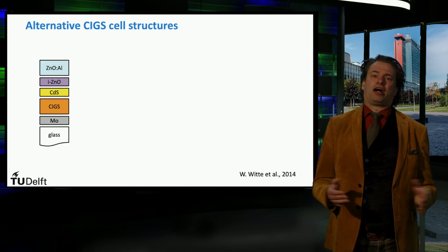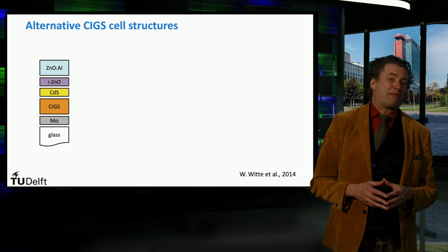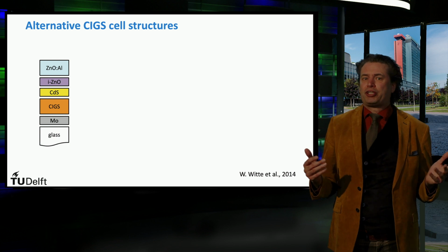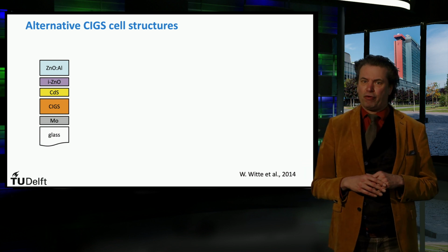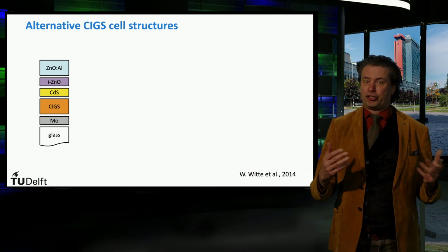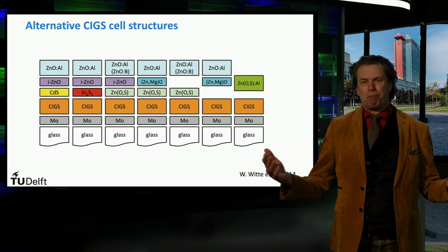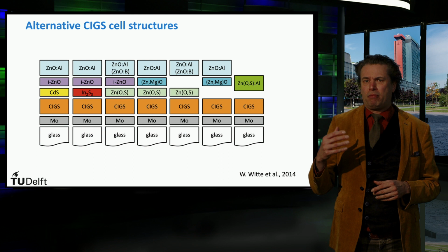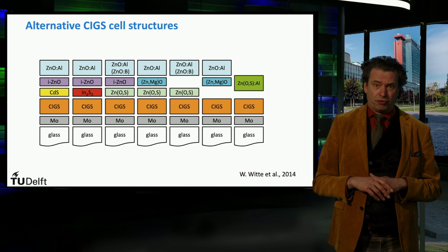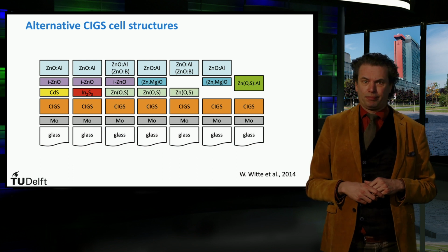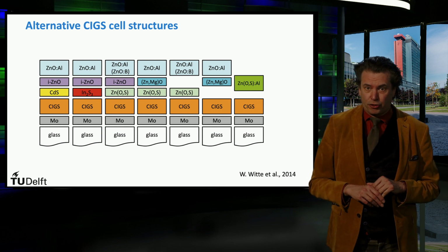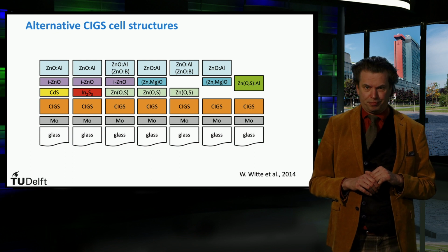The classical device architecture we have discussed here includes a cadmium sulfide buffer layer. As cadmium is a relatively toxic element, new concepts have been explored to replace the cadmium sulfide buffer layers with alternatives. This overview shows on the left-hand side the traditional cell structure, along with many alternative structures. Some of the cadmium-free cells can even have higher conversion efficiencies than the traditional cell with the cadmium sulfide buffer layer.